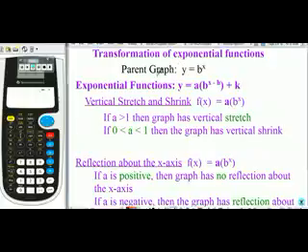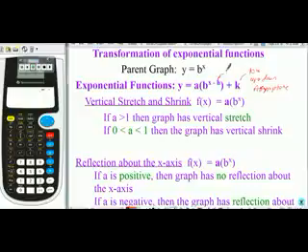Transformations. If I have a parent graph, y equals b to the x for my exponential, my transformational equation looks like this: a times b raised to the x minus h, plus k, where k, that's kind of like my kite, takes things up or down. It's also going to move my asymptote.